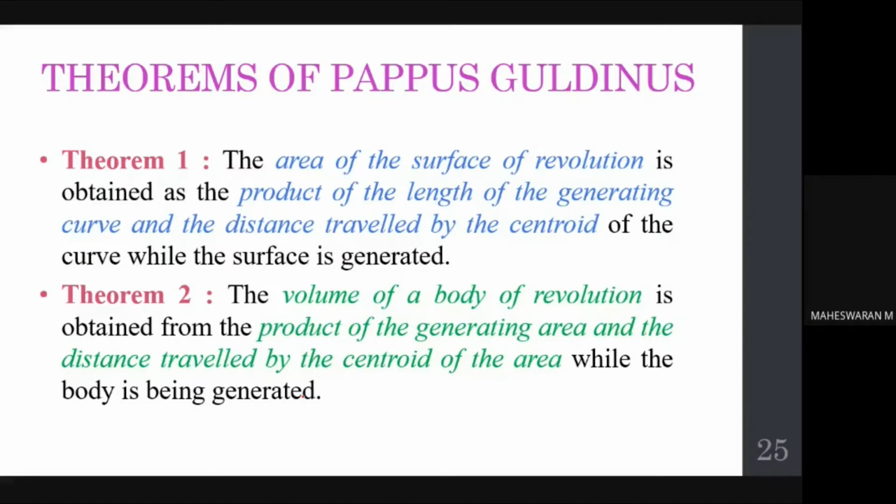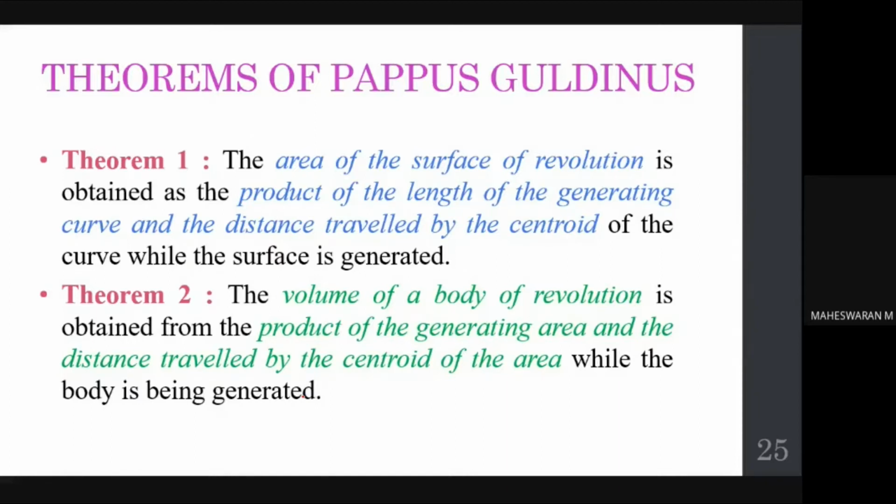When I say it is under revolution, it is like if I consider a right angle triangle and revolve it, you will get a cone, right? Similarly, a semicircle, if you revolve, you will get a sphere. A rectangle, if you revolve, you will get a cylinder, something like that. Okay, so it should have an axis, and based on that axis, if you revolve it, you will get a particular shape.